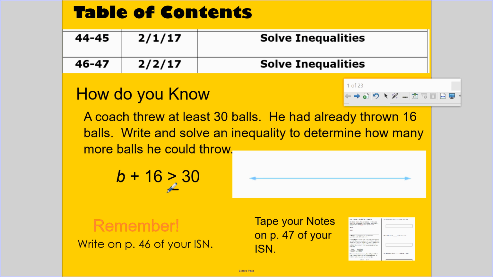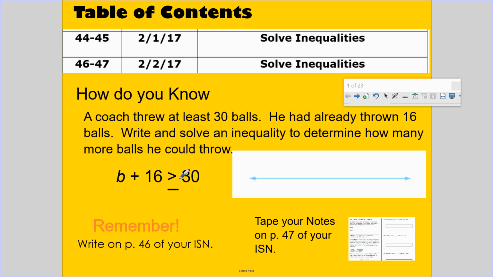So he's already thrown 16. We're figuring out how many more balls he can throw. So b, the number of balls he can throw, plus 16 already thrown, has to be more than or equal to 30. Now, so we wrote an inequality. Now we need to solve it.